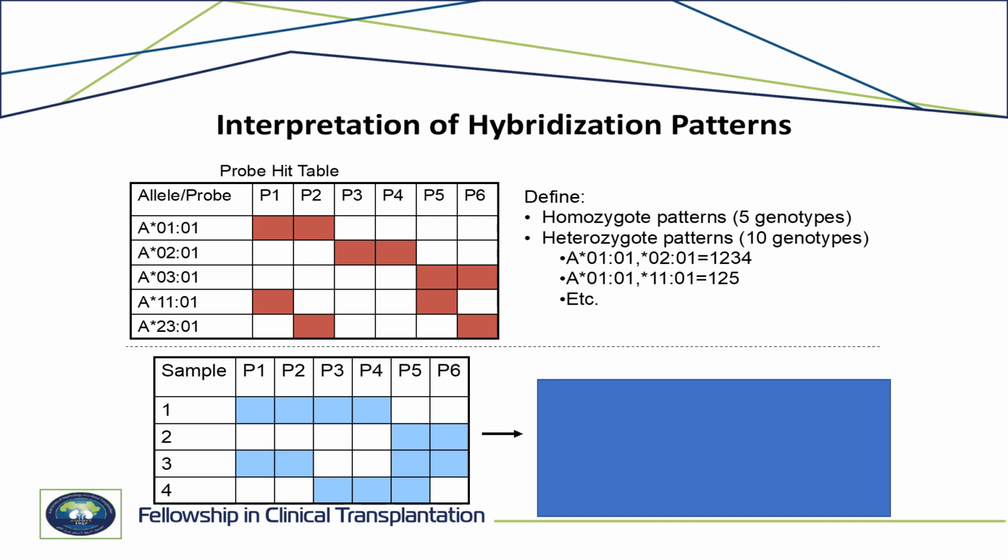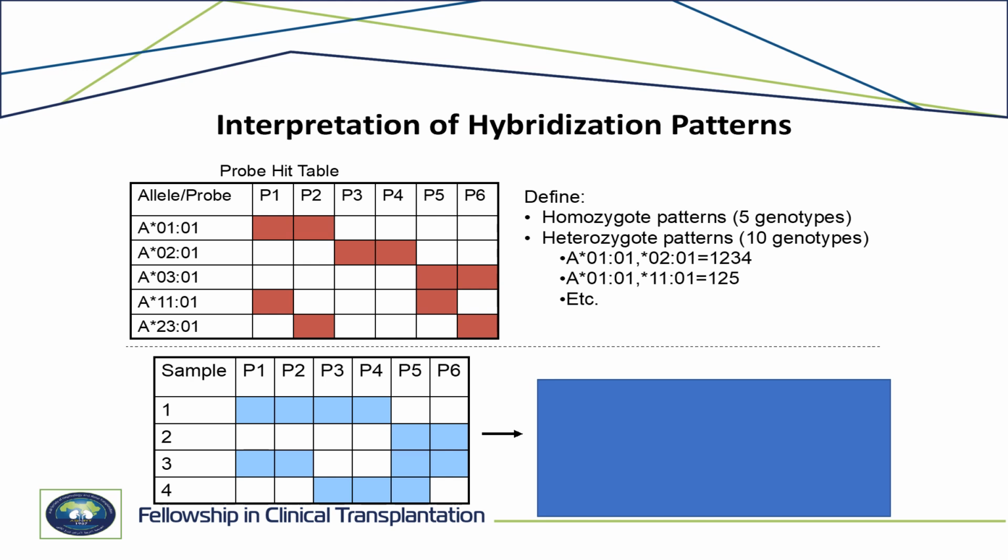Let's see sample number 2. Sample number 2 gives you probe 5 and 6 positive. So this is an easy one. You can just spot it from this table up on the top, and it's actually A0301. Interesting. Now it's going to get harder. What about sample 3? Sample 3, you have probe 1 and 2 positive, which is A0101, and also probe 5 and 6 positive, which is A0301. So the typing on sample 3 will be A0101 and A0301.